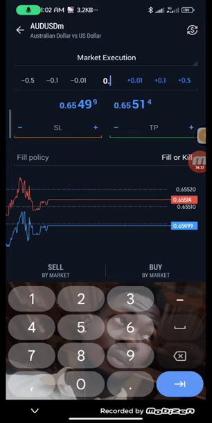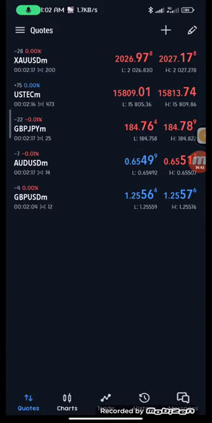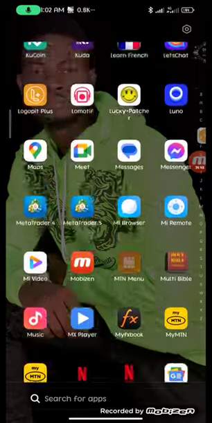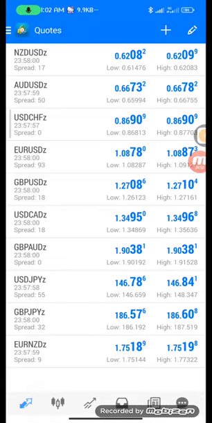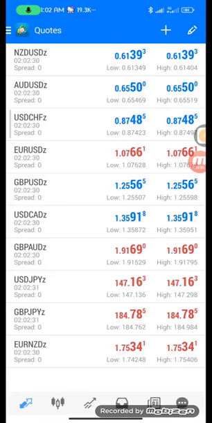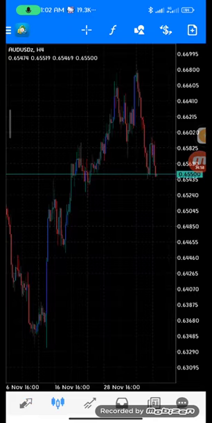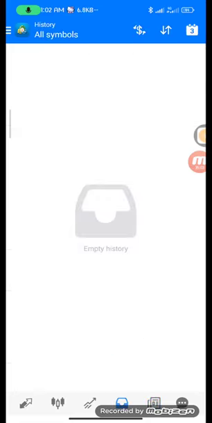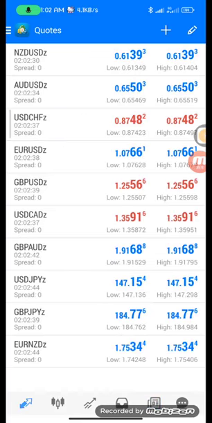So this is just the summary of MT5. Actually, the theme of this video is MT5 and MT4. So let me just open MT4 and you can see for yourself that MT4 is actually almost the same. As you can see, it's the same thing, just the user interface that is different.